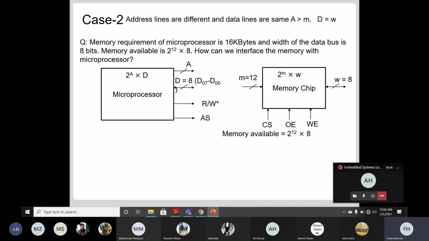So if you look at the right hand side, memory available is 2 to the power 12 cross 8, M is equal to 12, W is equal to 8. This is the same as the previous example. The memory available is same. Now if you look at the memory requirement, the microprocessor needs 16 kilobytes. Can we write it like this: 2 to the power A cross D? Am I right? Munib?